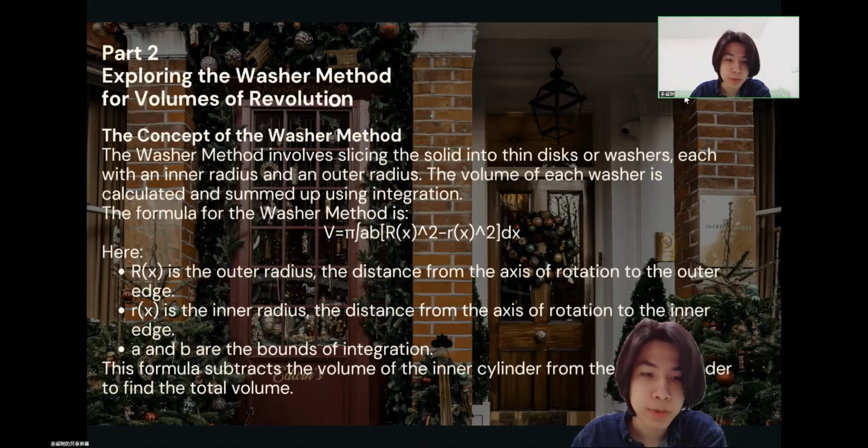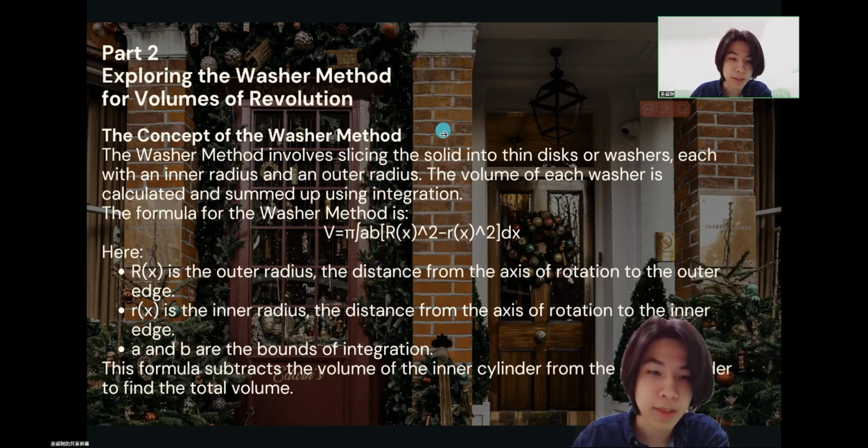Part 2. In this part, I will explain the washer method, which is used to calculate the volume of a solid of revolution. This method is especially helpful when the solid has a hollow region, like a donut or a hollow cylinder.